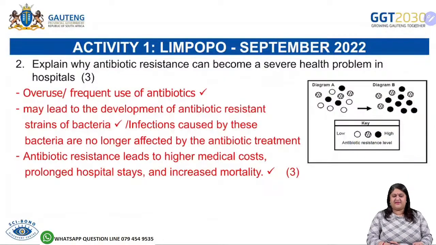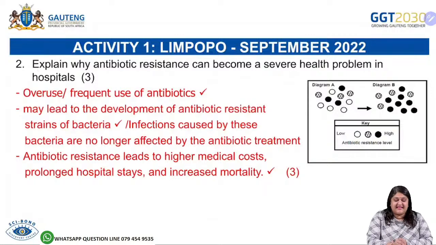Okay, so let's talk about that. Overuse or frequent use of antibiotics may lead to the development of antibiotic resistant strains of bacteria, so infections caused by these bacteria are no longer affected by the antibiotic treatment. Antibiotic resistance leads to higher medical costs, prolonged hospital stays, and increased mortality.